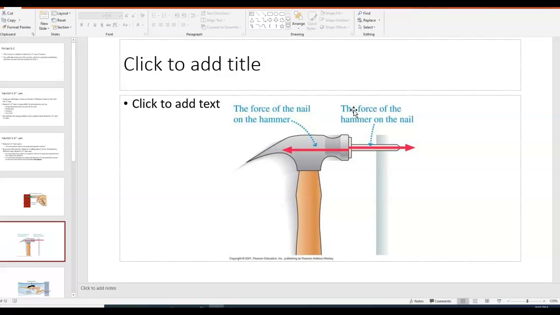Here's another example. A hammer hits a nail. The action force is the hammer puts a force on the nail. The reaction force is that the nail puts the same force back on the hammer in the opposite direction. Equal and opposite, same size, opposite direction. But again, there are two objects here. There are always two objects with Newton's third law. In this case, the two objects are the hammer and the nail. One force is acting on the nail, the reaction force is acting on the hammer.